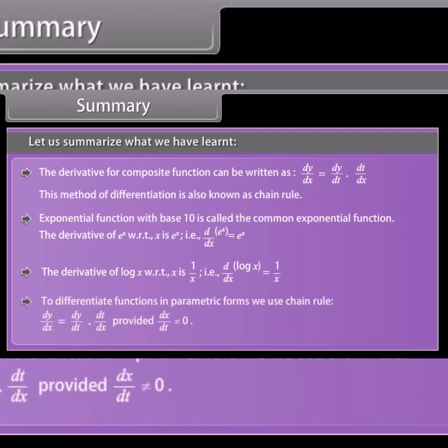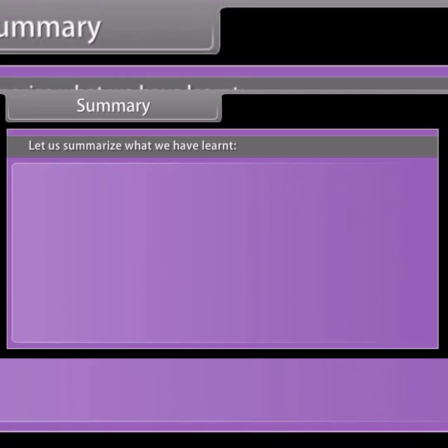To differentiate functions in parametric forms, we use chain rule. dy by dx is equal to dy by dt into dt by dx, provided dx by dt not equal to 0. Second order derivative is d by dx of dy by dx is equal to d2y by dx square.